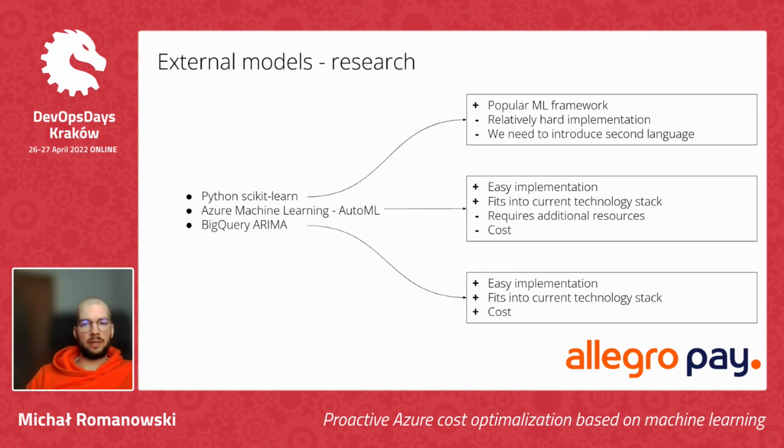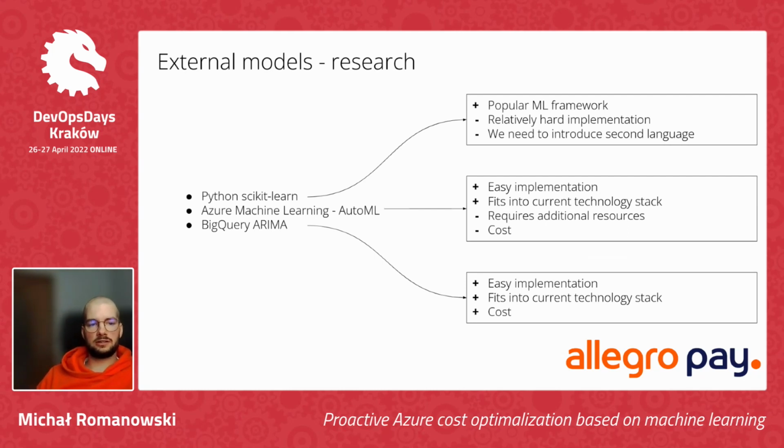Moving on, we made a quick research of the market, and we found 3 possible implementations of the external forecasting model. The first one is Python scikit-learn, which is a popular ML framework, but on the other hand, it's relatively hard to implement a new model with this one. And what's the worst part is we need to introduce a second language, which we don't want to do.